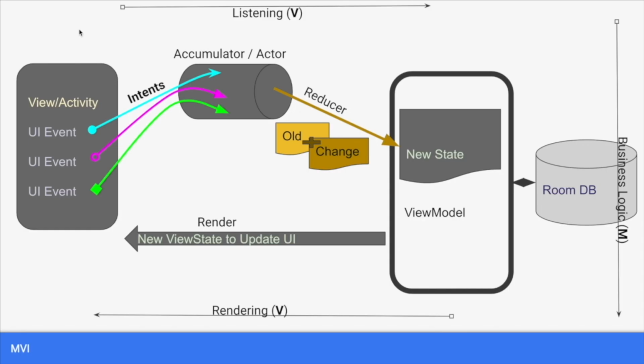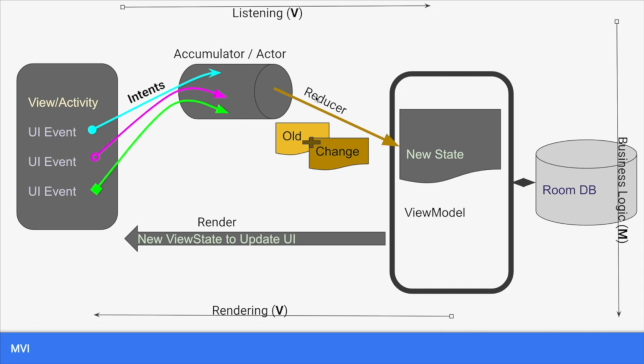Here is a diagram to explain how MVI works. It has 3 phases it goes through. It goes through a listening phase, a business logic phase, and a rendering phase. And again, it's cyclic and unidirectional. So what happens is the user interacts with the UI. This generates intents. These intents go through an accumulator where we figure out which intents we want to deal with. If there's not that many intents coming into our system, we can just go ahead and go into the reducer.